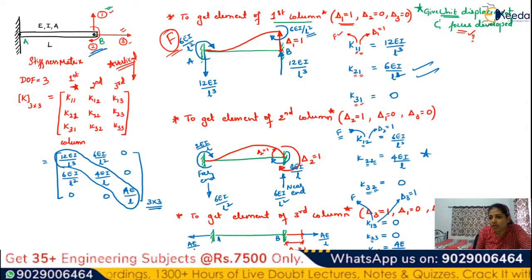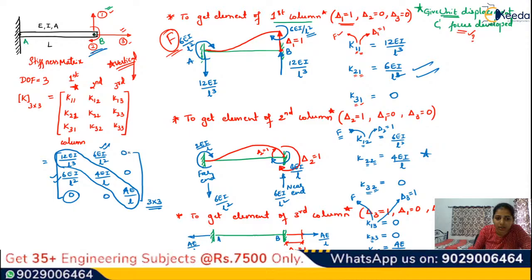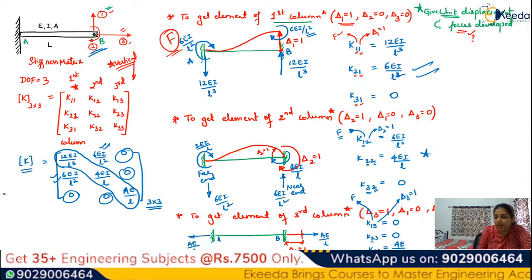We have already studied that the stiffness matrix is a diagonally symmetric matrix. So you observe this element and this element, you're getting the same value, 6EI by L square and 6EI by L square. Coming to this, observe here, this is 0, this is 0. And coming to here, this is 0 and this is 0. So this is a diagonally symmetric matrix. So this is how you will develop your stiffness matrix.